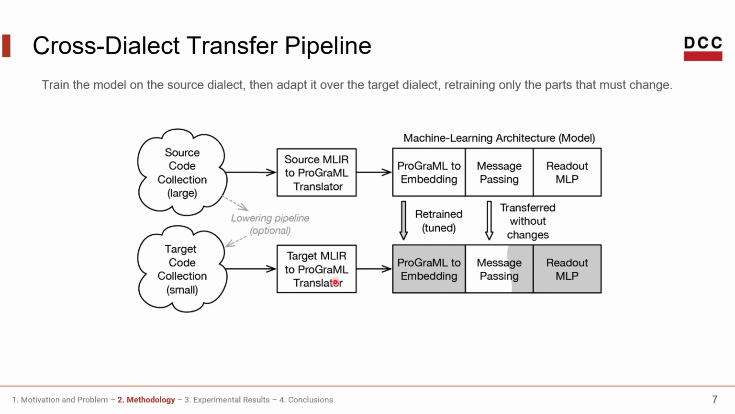But basically, ProGraML is a way of representing programs as graphs. Then a model is trained over the source ProGraML graphs and later adapted over the target ProGraML graphs, where some parts of the model can stay frozen, meaning that information can be transferred without changes.